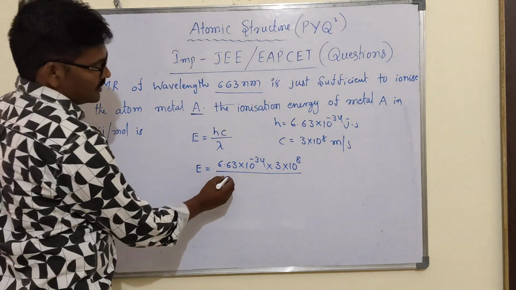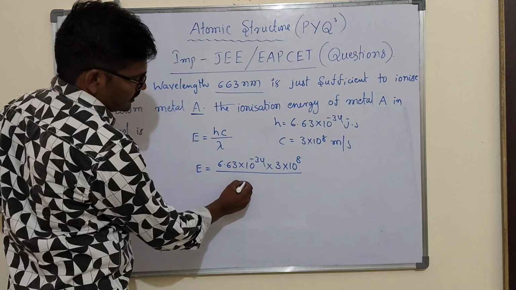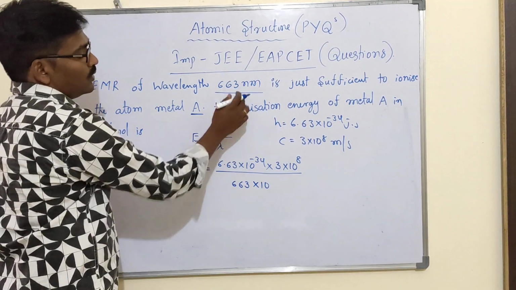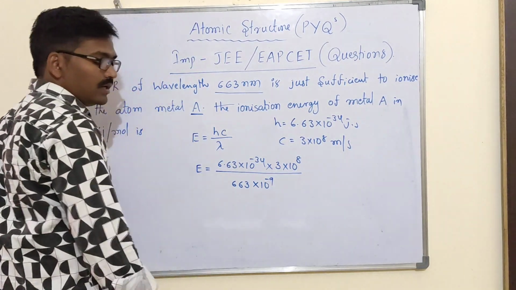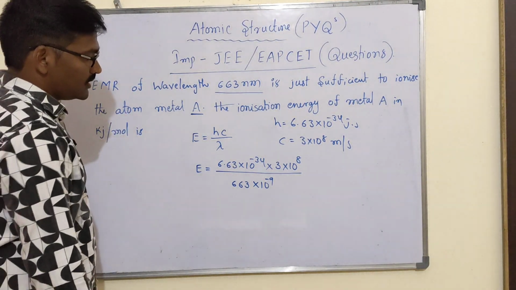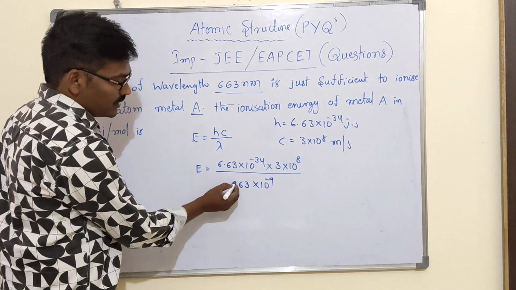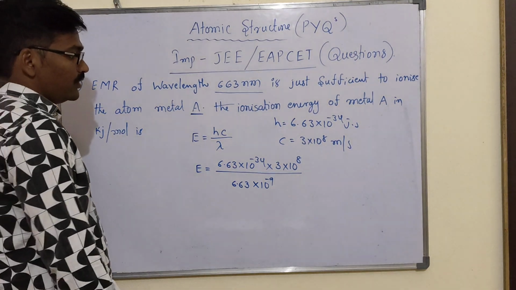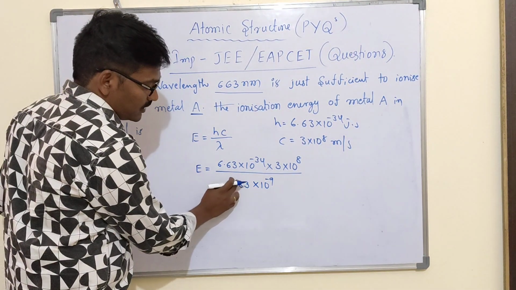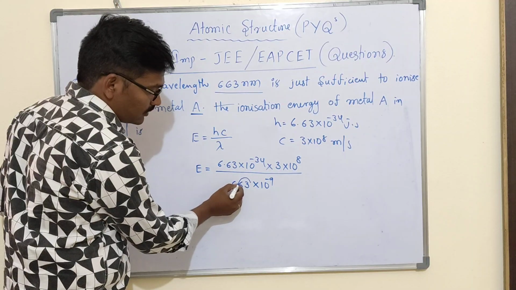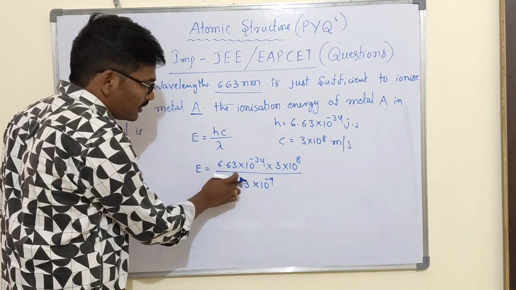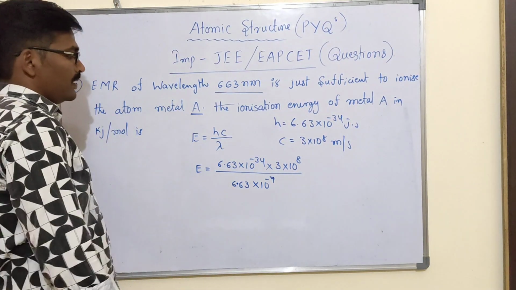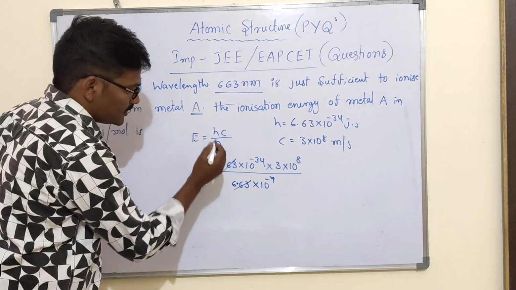What will lambda be? 663 nanometers, which is 10 to the power of minus 9 meters, right? So when the decimal point is shifted, taking 6.63, it becomes 6.63 into 10 to the power of minus 7. Then 6.63 and 6.63 cancel, right?